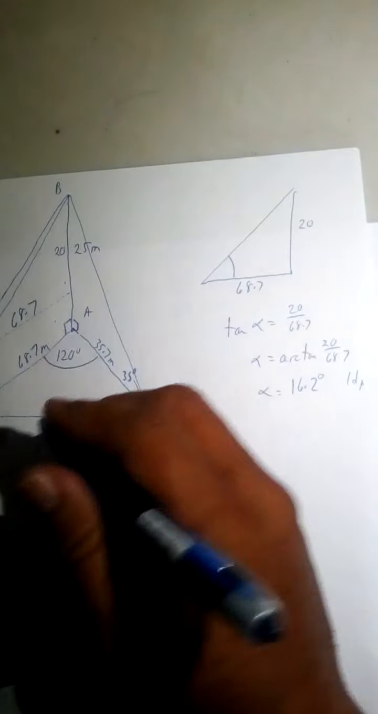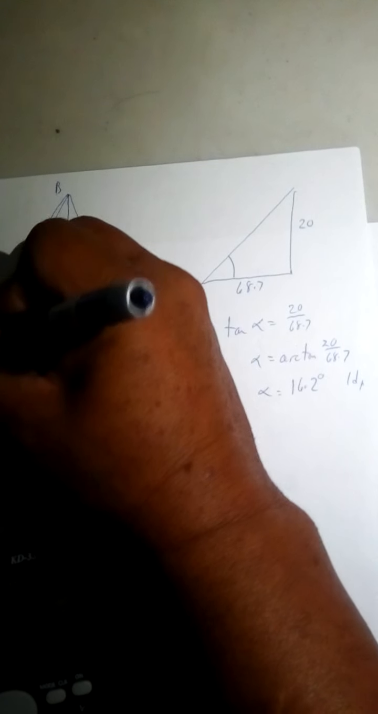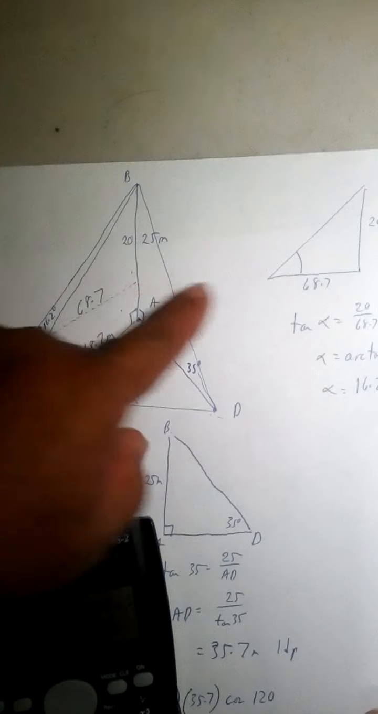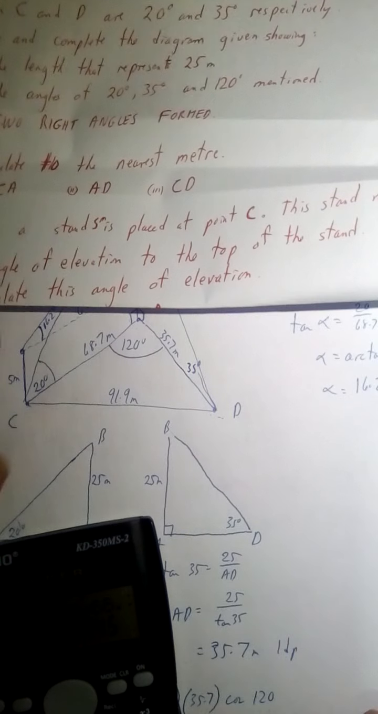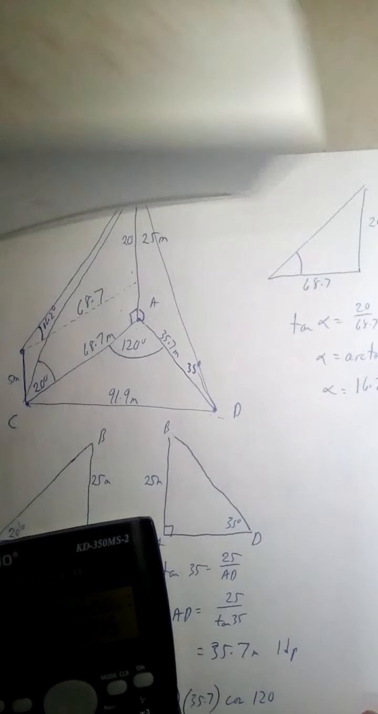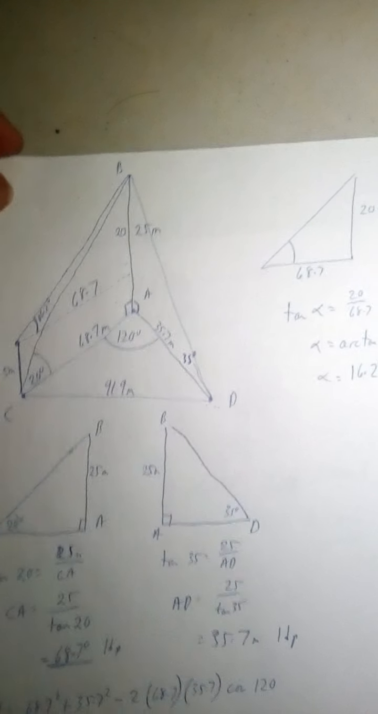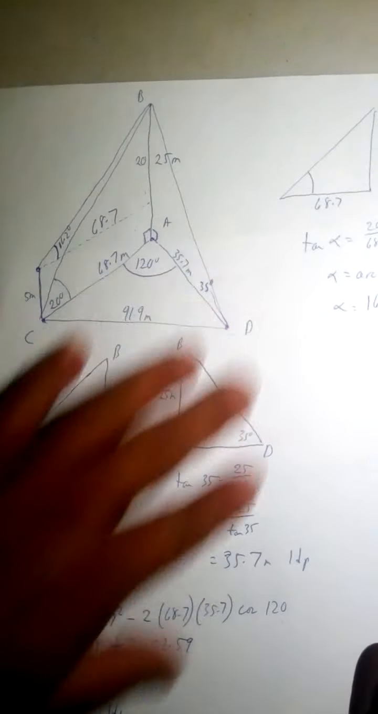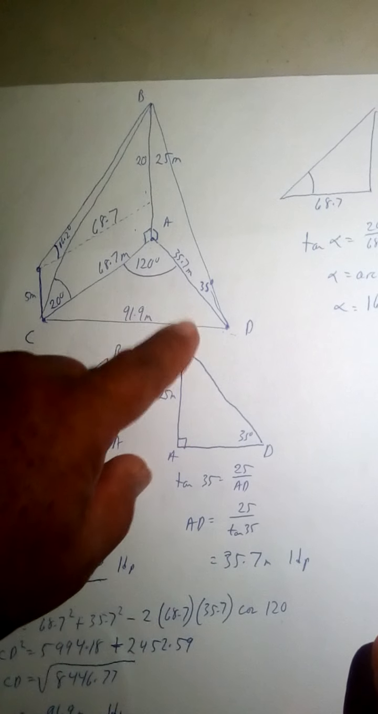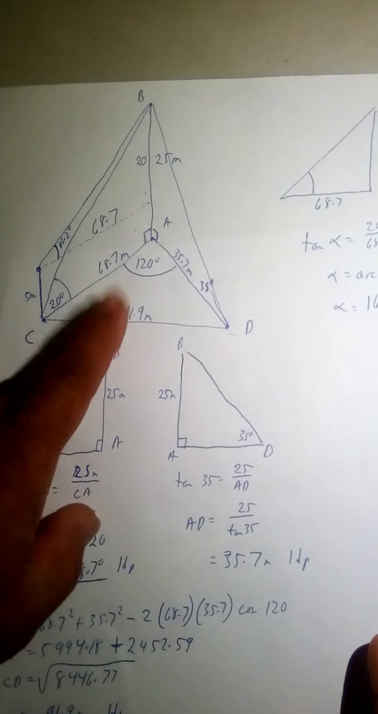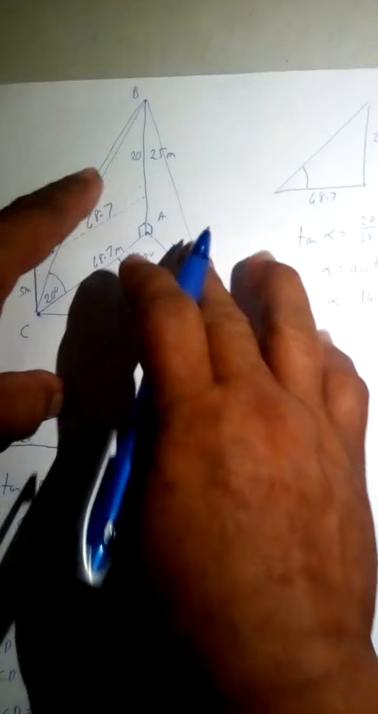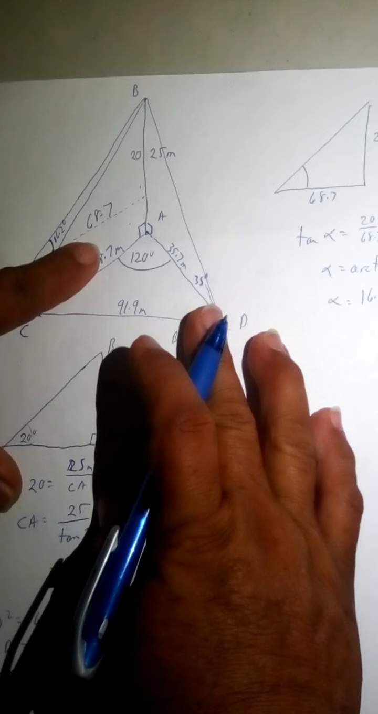So this is 16.2 degrees angle of elevation. That's the angle of elevation for the last part, and that's all you need to be doing for this problem. But if you notice, we use tan primarily for this problem. We had to use cosine for one of them so we can get this side. So despite the problem may look complicated, it's not. Take them piece by piece.